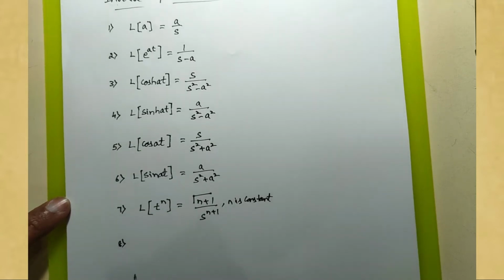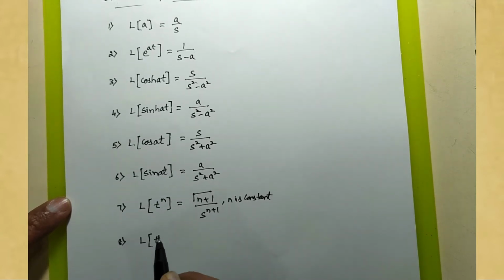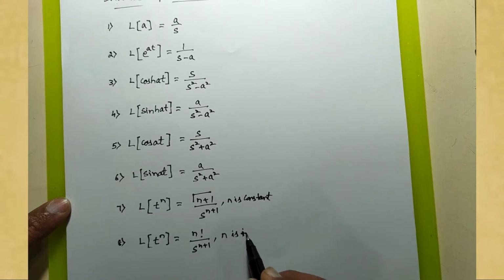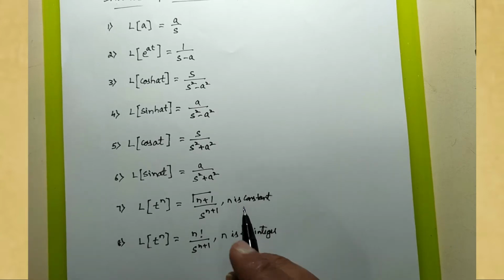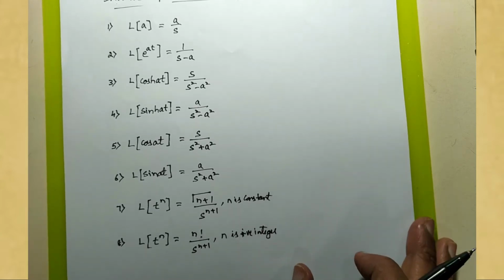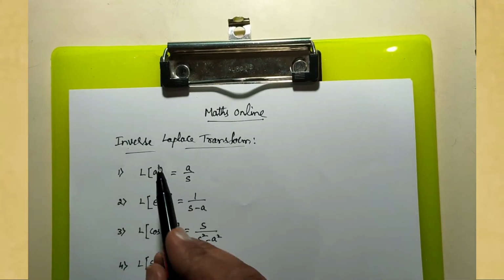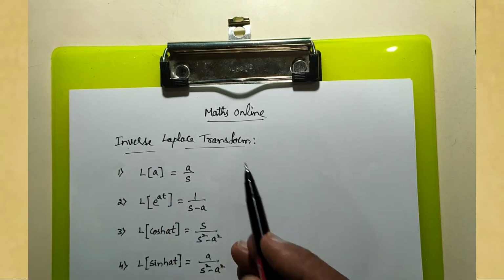Similarly, we have Laplace transform of t power of n, and this formula will be n factorial divided by s power of n plus 1, where n is an integer, so it is a positive integer. If n is a positive integer, then we use this formula. All this set of formulas we have already studied earlier in the Laplace transform videos. You can watch my earlier videos for them. Now, I'll try to write down these formulas in terms of the inverse Laplace transform.